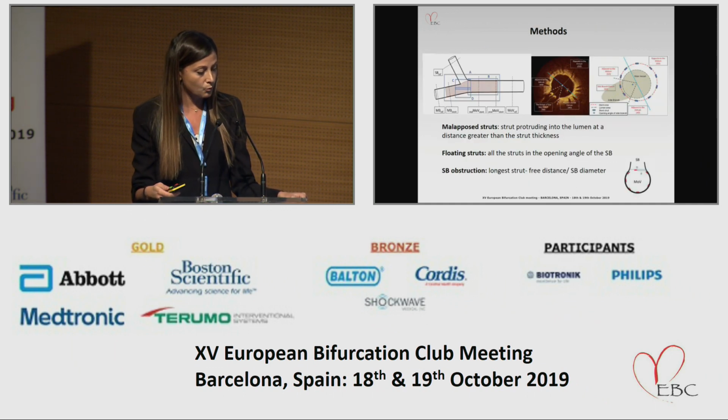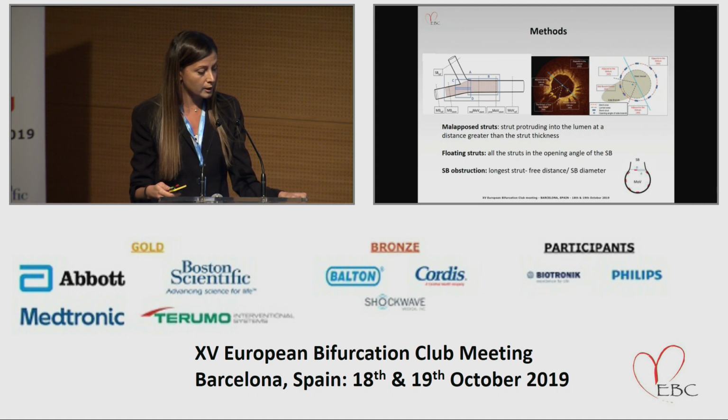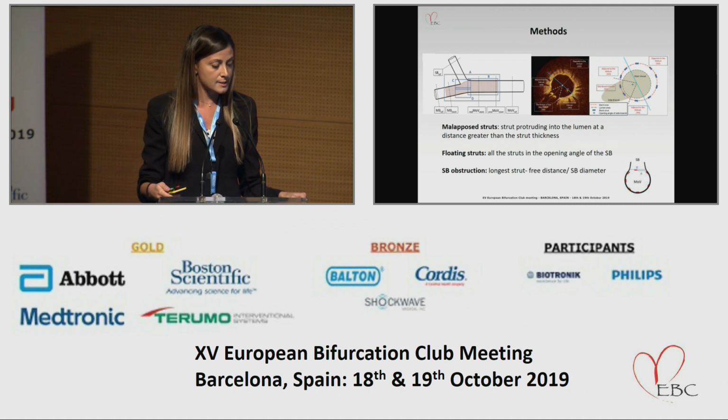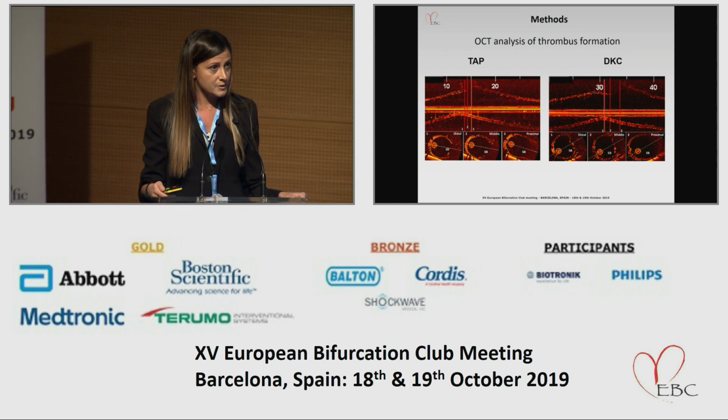Malapposed struts were defined as struts protruding to the lumen at a distance greater than the strut thickness. Floating struts were all the struts in the opening angle of the side branch. Side branch obstruction was defined as the ratio between the longest strut-free distance divided by the side branch diameter. And these are representative images of the OCT analysis of the thrombus formation. So the bifurcation region was divided into distal, middle, and proximal region.